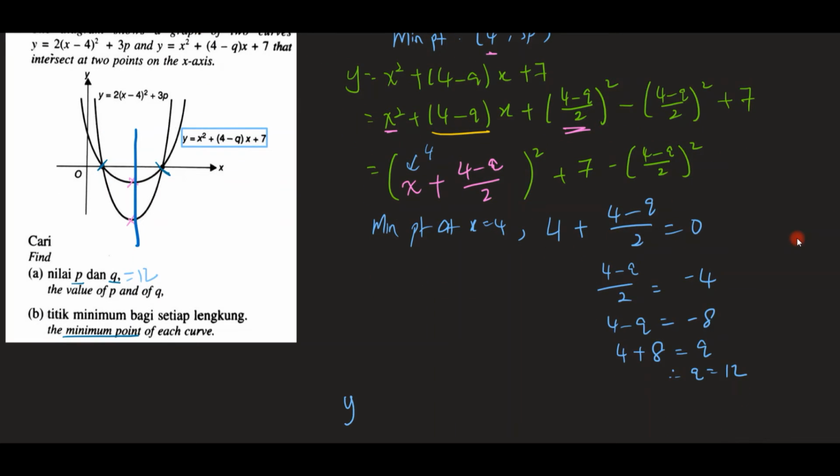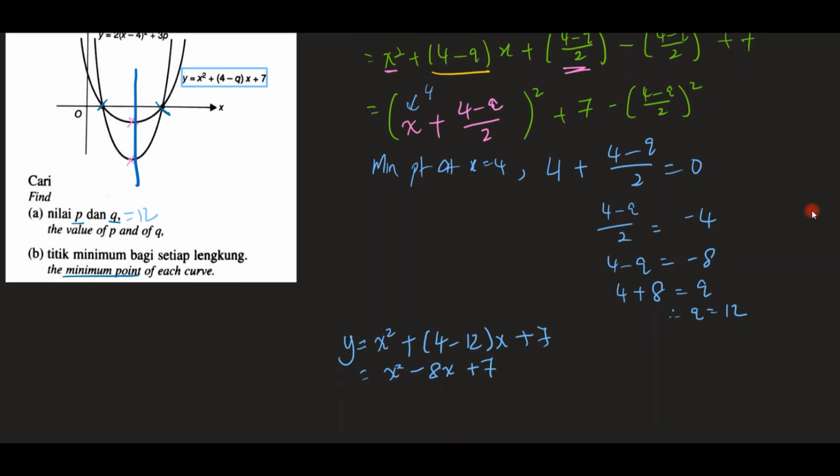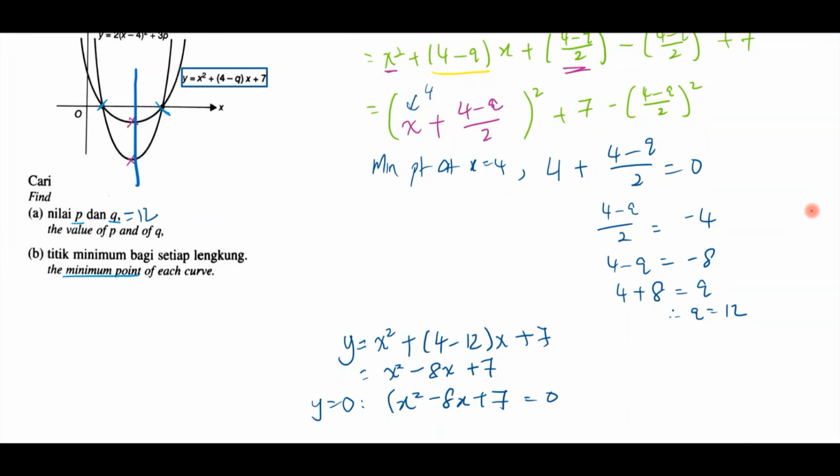So the second function is y equal to x squared plus (4 minus q)x plus 7. So from here, I know what my y is. This is my function. Now I want to figure out the x-intercepts, so y equal to 0. This part here is equal to 0. That's all I do.